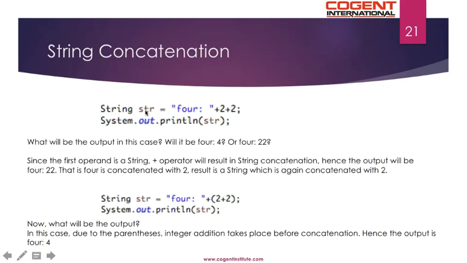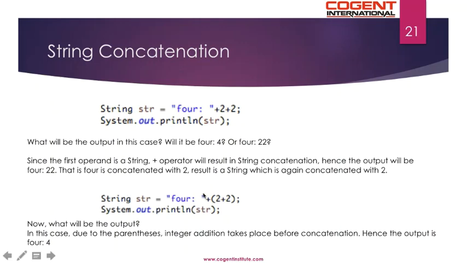So we have another concatenation here. So what will be the output in this case? Will it be 4 colon number 4 or 4 colon 2 2? Since the first operand is a string, the plus operator will result in string concatenation. Hence the output will be 4 colon 2 2. That is, 4 is concatenated with 2 first and the result is a string which is again concatenated with 2.